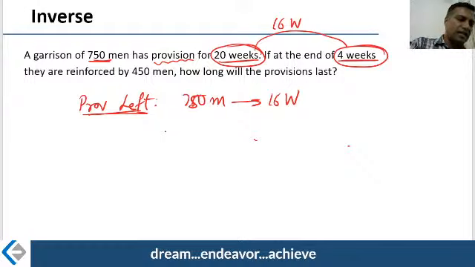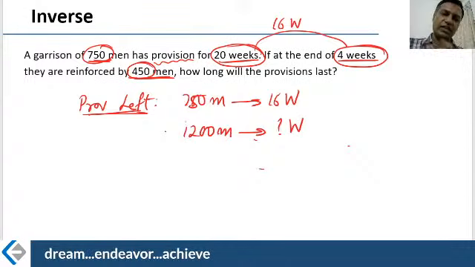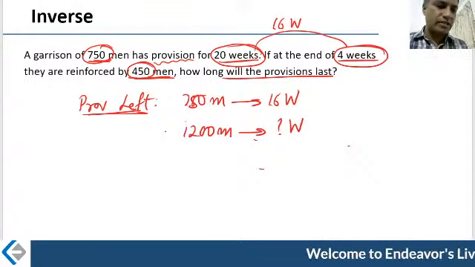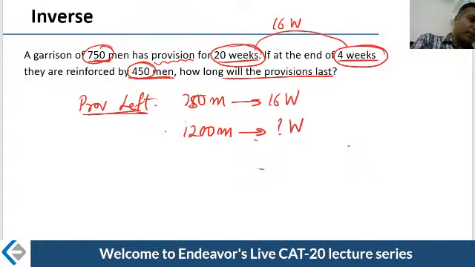But what happened? There is a reinforcement. They added 450 more men. 750 plus 450, 1200. Now there are 1200 men. Therefore, it will last for how many more weeks? That is the question. How long will the provision last from this particular point in time? Now think about this. Are they directly proportional or inversely proportional?